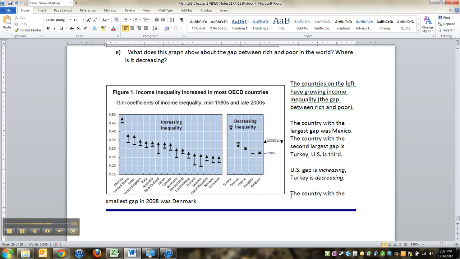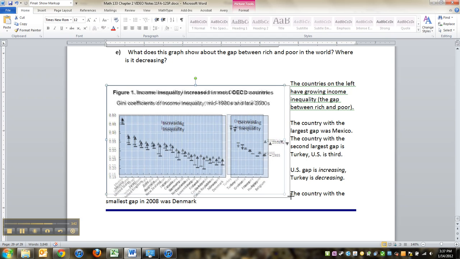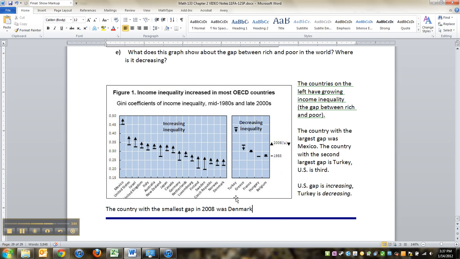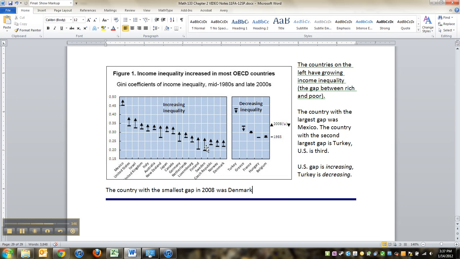And then the country with the smallest gap was actually Denmark in 2008, that is. Smallest gap in the 1980s was Sweden. So let me write that up. Hold on. There we go. Smallest gap in 1980s was Sweden. Smallest gap in 2008 is this one, Denmark. You can see it's sort of a Pareto chart because it goes from highest to lowest. It's just a modified Pareto chart.